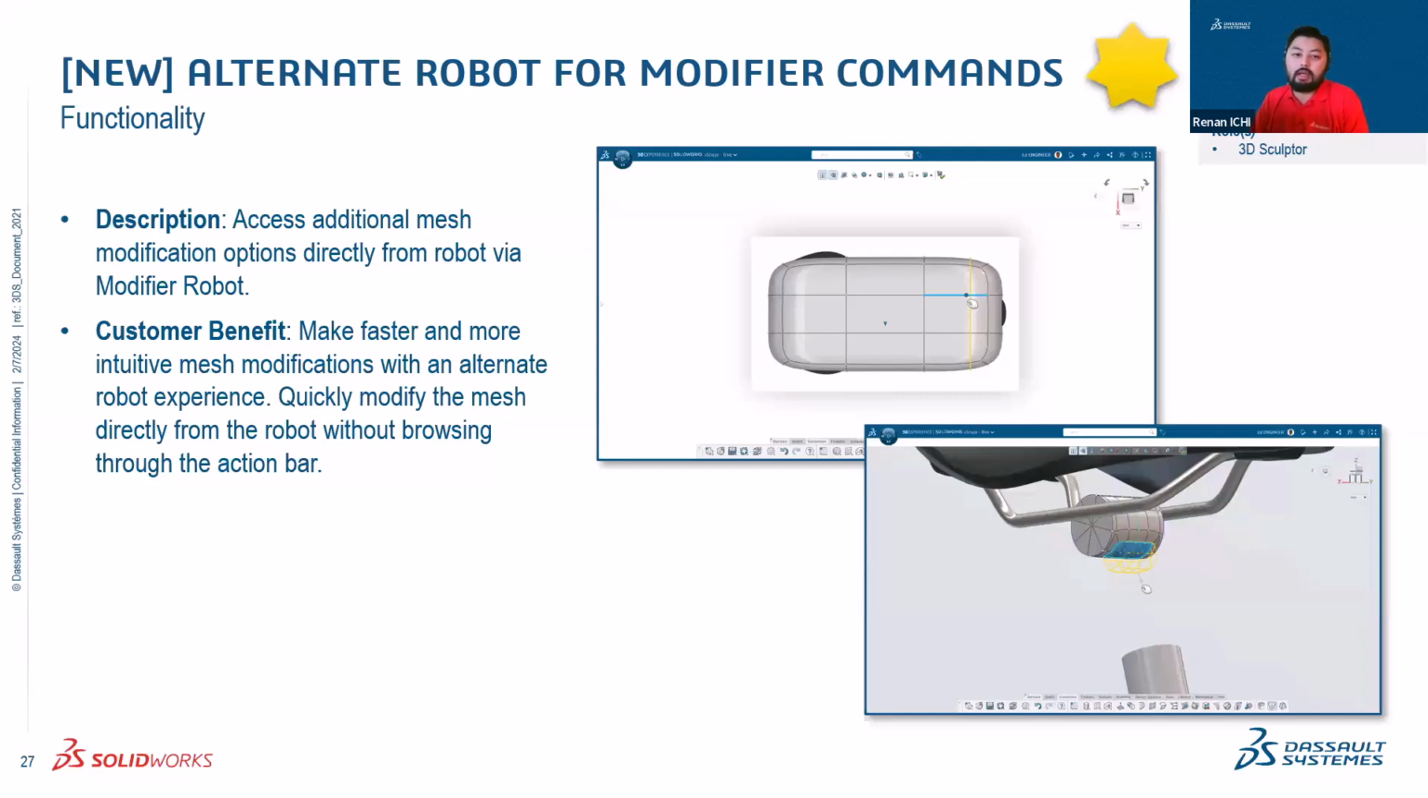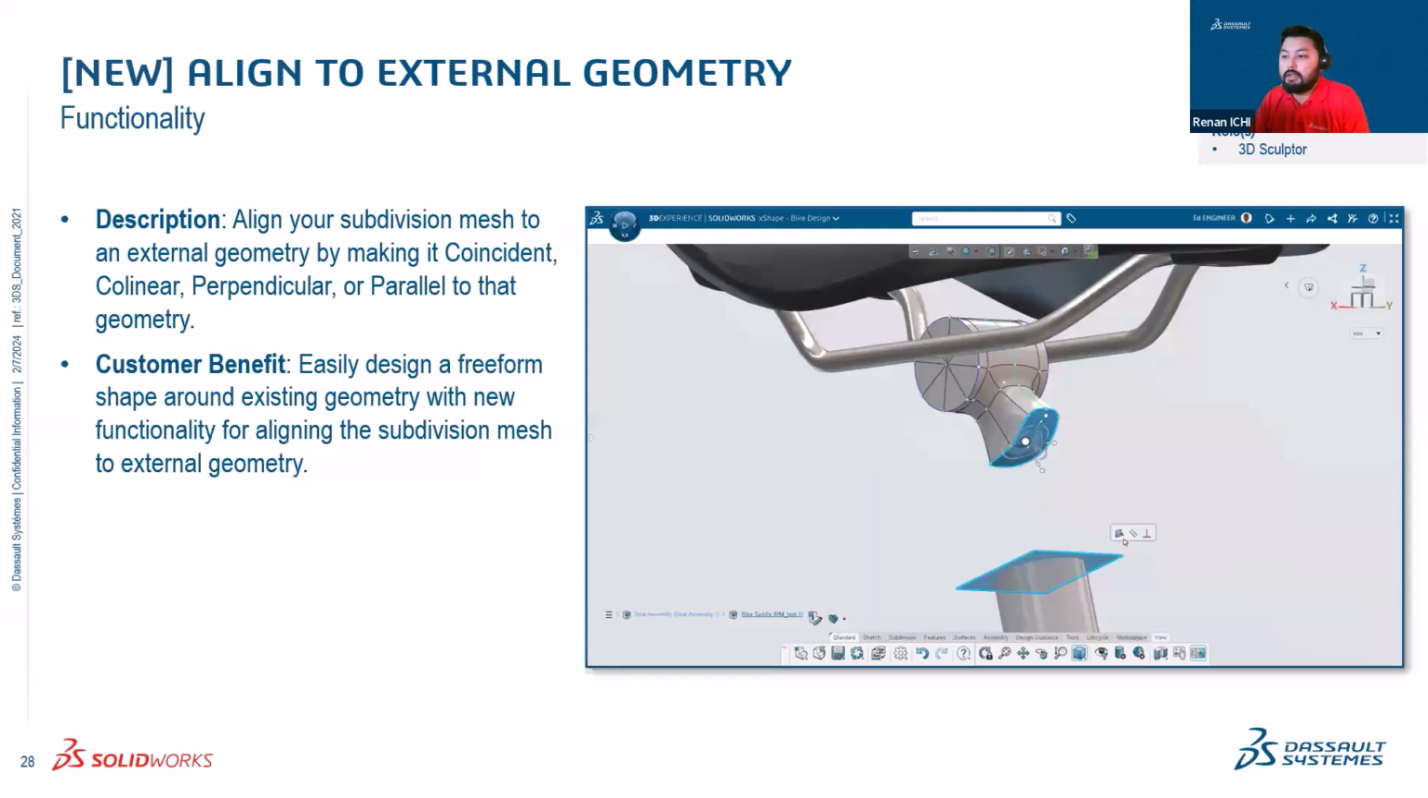You can do things like extrude a mesh face, subdivide the mesh, insert a loop, without having to go to the action bar and select them individually. This will give users a more interactive experience directly on the model. You should definitely take some time to experience the new modifier robot to see all the different things that you can do with it. On to the next feature.